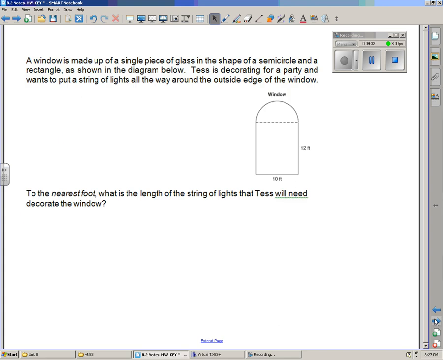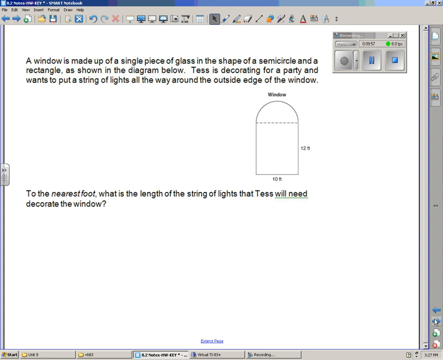So a window is made up of a single piece of glass in the shape of a semicircle and a rectangle, as shown in the diagram below. Tess is decorating for a party and wants to put a string of lights all the way around the outside edge of the window. To the nearest foot, what is the length of the string that Tess will need to decorate the window?